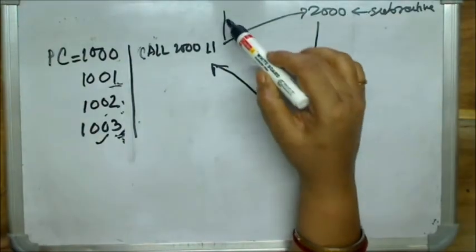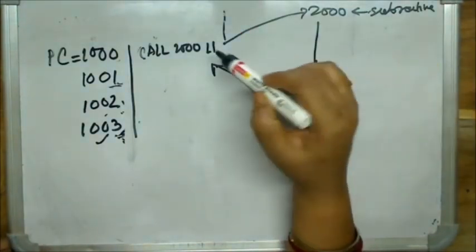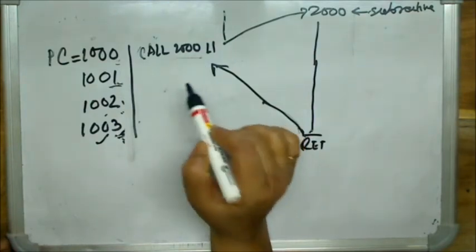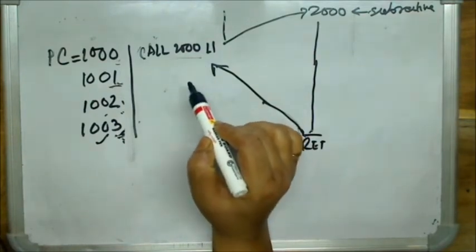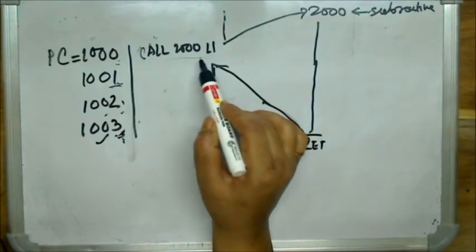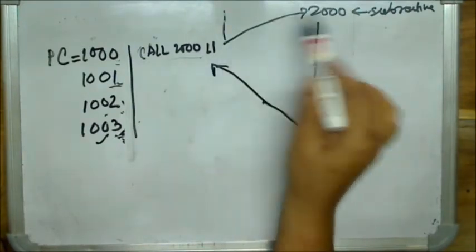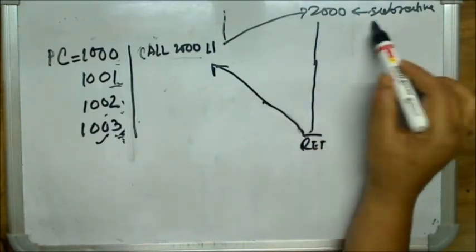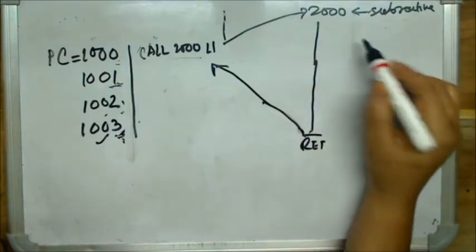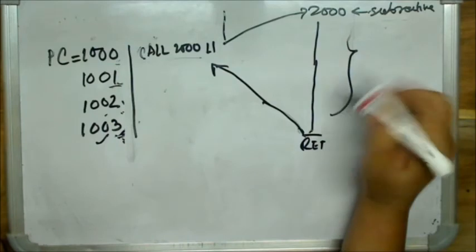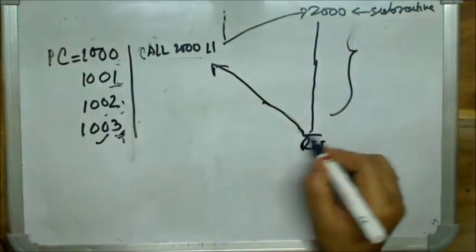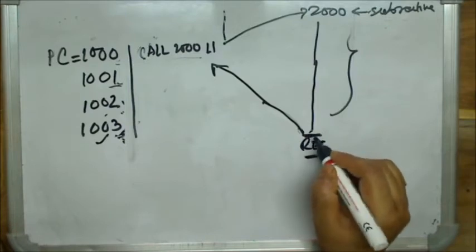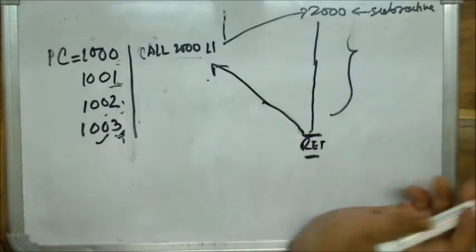Now you are executing a program. At memory location 1000, you found the instruction call 2000H. This call will take you to memory location 2000H, where you have written the subroutine. Then the processor will execute the subroutine, and at the end of the subroutine it will find the return instruction, and when it finds return, it will go back to the main program.